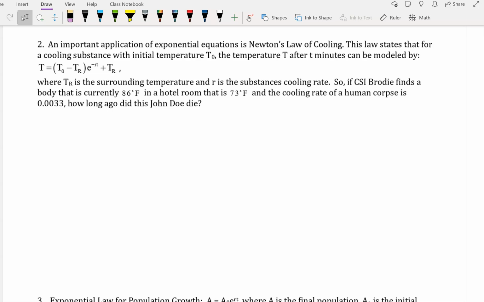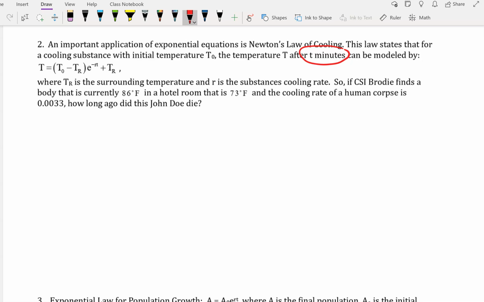So if CSI Brody finds a body that is currently 86 degrees Fahrenheit in a hotel room that is 73 degrees Fahrenheit, and the cooling rate of a human corpse is 0.0033, how long ago did John Doe die? So, plugging and chugging again. So we're trying to find out how long it's been since John Doe died. Well, the time was little t, so we're trying to solve for little t.